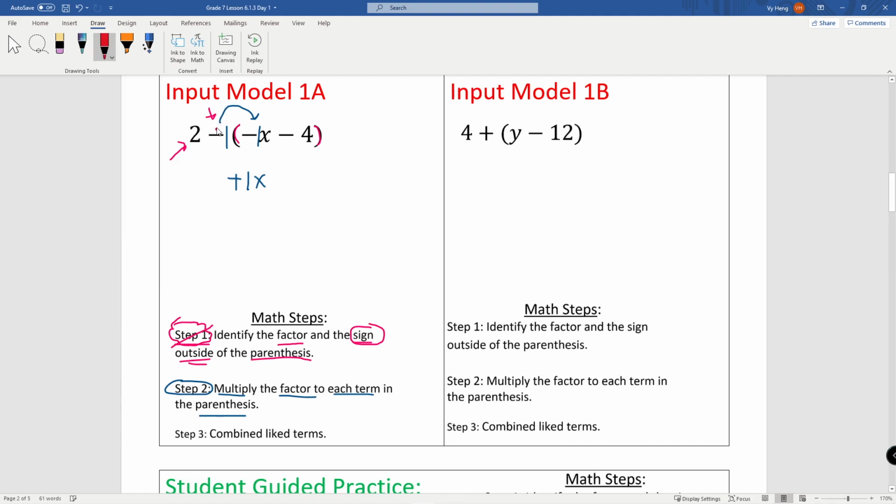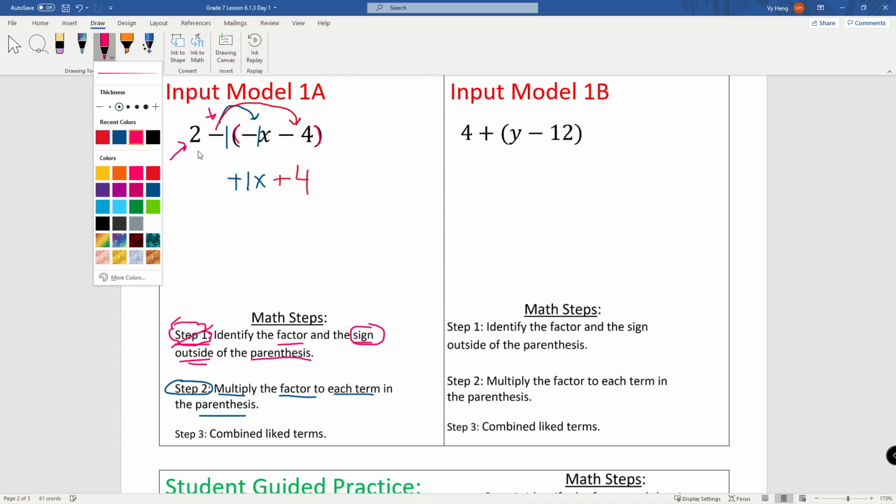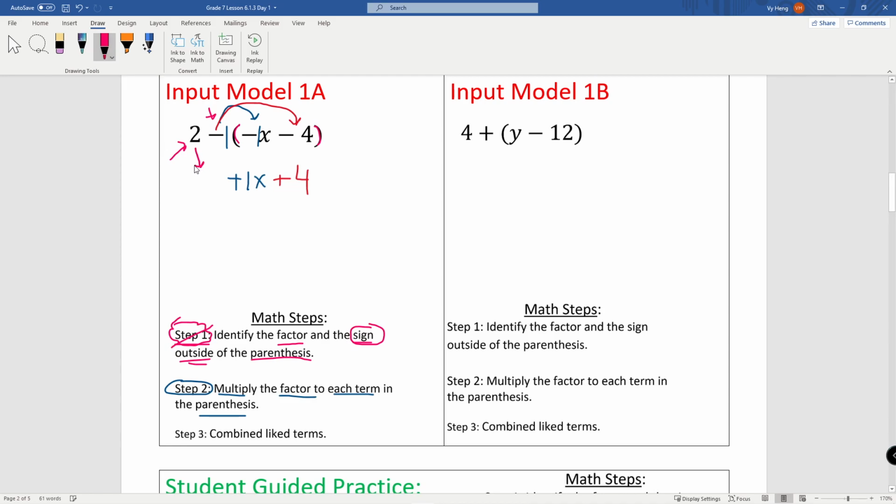And then I'm going to use a different color. I'm going to take that same negative 1, right? And then I'll multiply it times the negative 4. So what's negative 1 times negative 4? Well, negative times a negative will give us a positive, and 1 times 4 is 4. Okay, now we took care of this, right? We distributed the negative 1 to each term. These are terms. And then we're going to just bring down what we have left, which is this 2 right here.